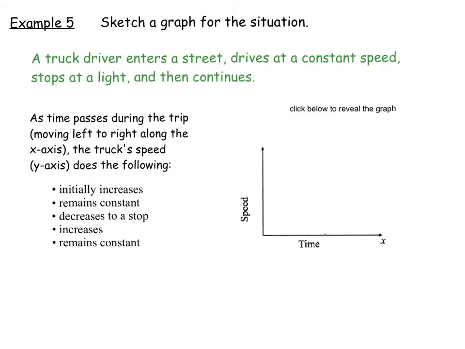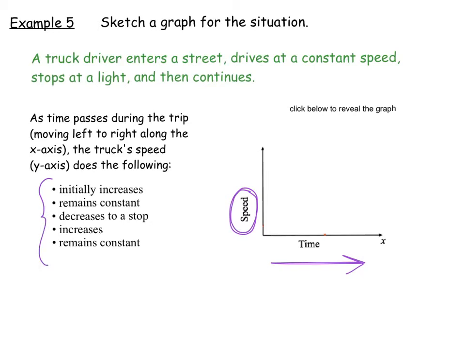Example 5 says to sketch a graph for the situation. The truck driver enters a street, drives at a constant speed, stops at a light, and then continues. What's most important, remember, is that you have to think about time in relation to their speed. So it's not distance. You always need to look at your axes first, and it tells you down here what's happening.